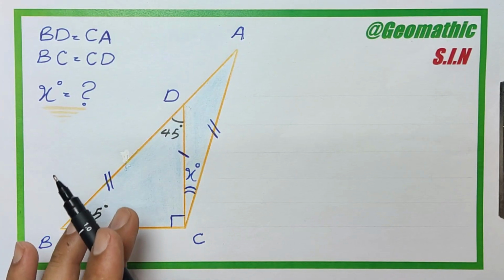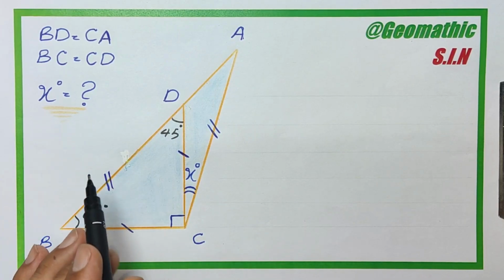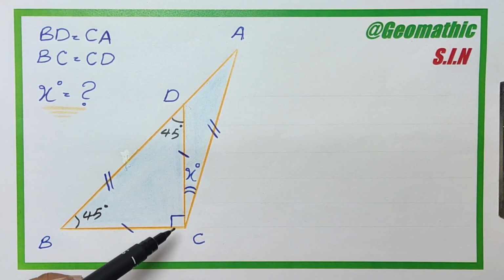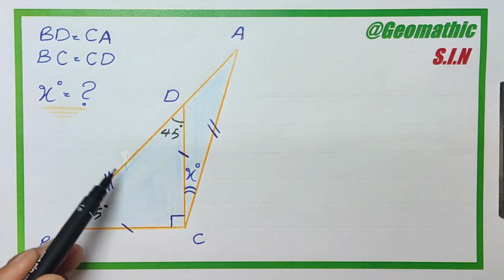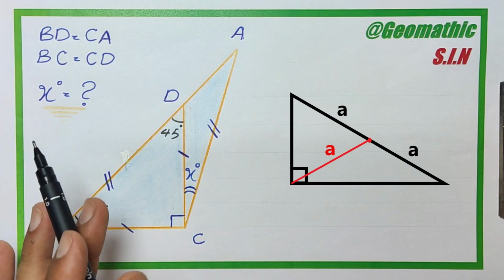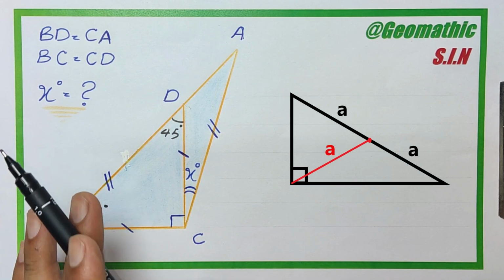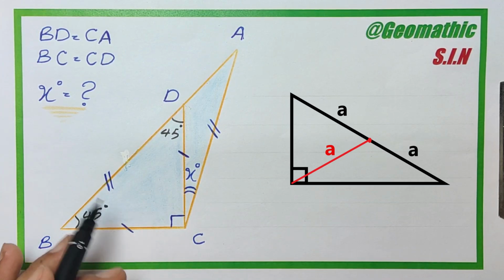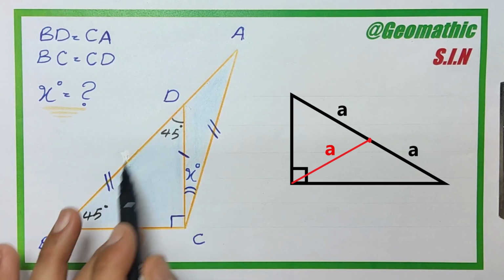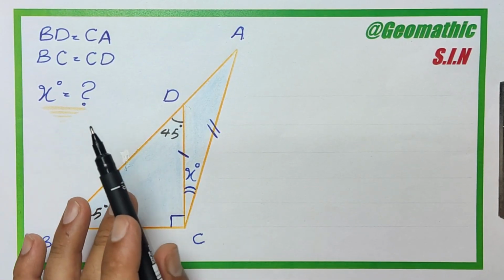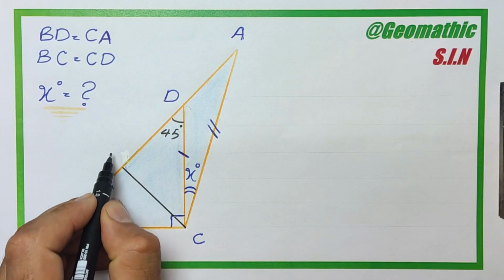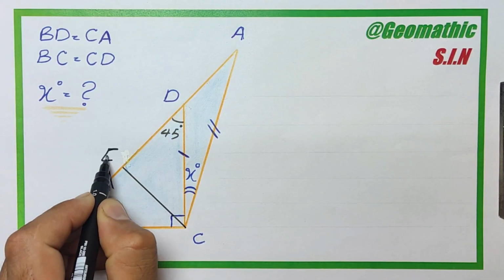One important property of a right triangle is that if we draw a median from the 90-degree vertex to the hypotenuse, it divides the hypotenuse into two equal parts. And of course, the median itself is also equal to half the hypotenuse. So let's draw it and call this point E.